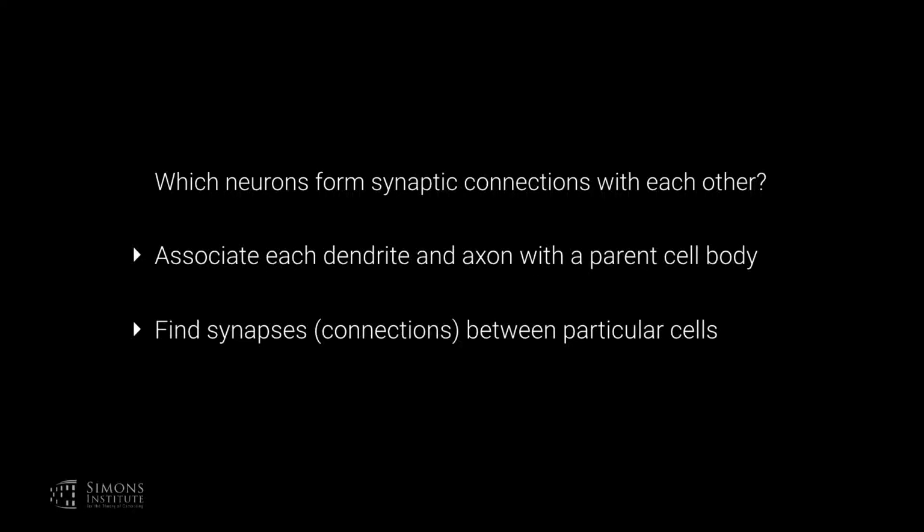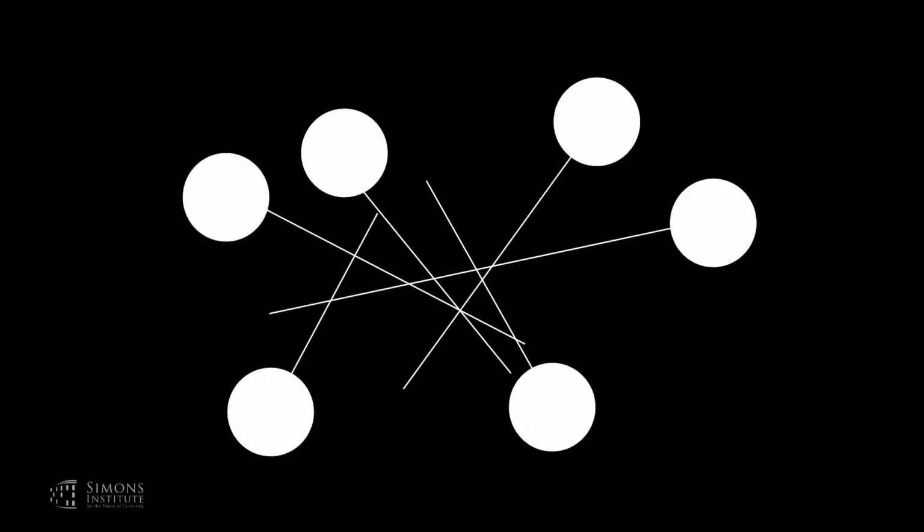So the fundamental question that we're trying to answer, from the technology point of view, from the measurement point of view, is which neurons are forming synaptic connections with each other. And to do that, you have to solve 2 problems. You have to associate each wire in the brain with a parent cell body. And second, you have to find specific connections. And here's a cartoon of the basic problem. So imagine this is a brain where the large white dots are cell bodies and the lines are the wires. And then I ask you, for the piece of wire that's inside that red circle, which cell does it belong to? Which cell body?